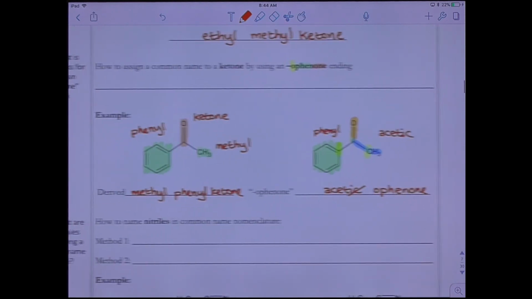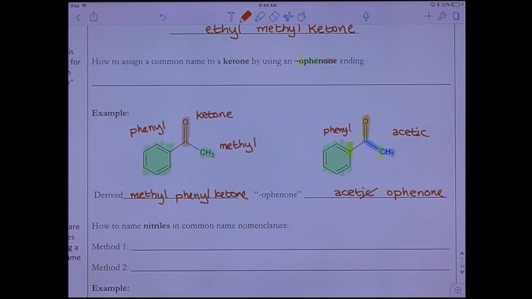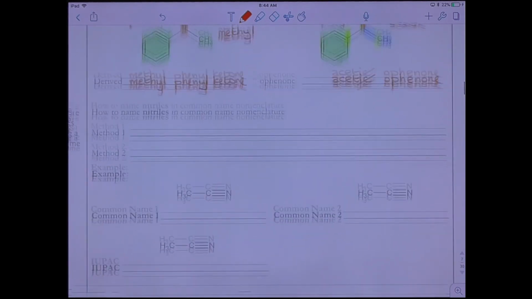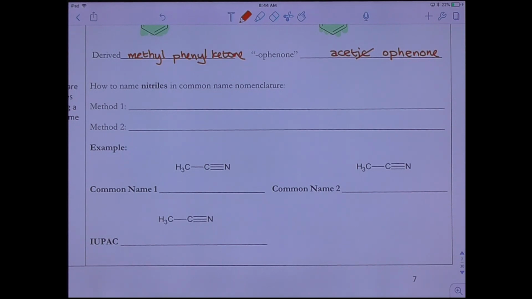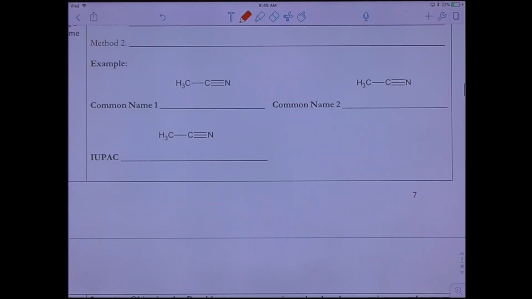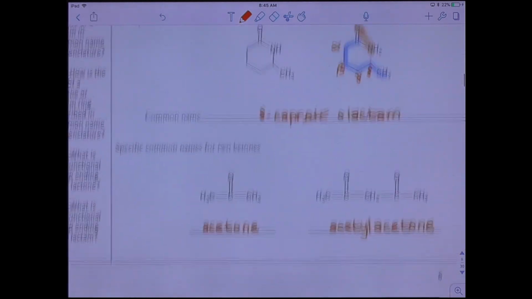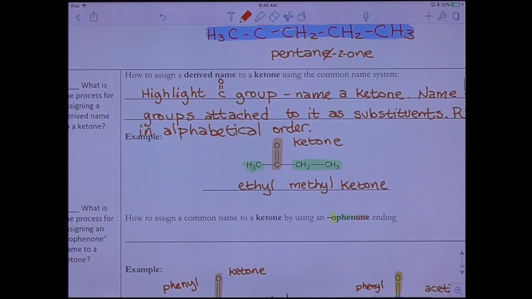So wait, these are both common name? Yeah. That's what I'm saying. And then see how nitriles, we're going to do 2 methods with common name and 1 with IUPAC. And then we've got aldehydes are the same thing. I didn't put that in here. Yeah, so that's why I've been kind of holding off with this, because it's like, how many more rules are you going to show me? Why can't we just all get together and settle on one?